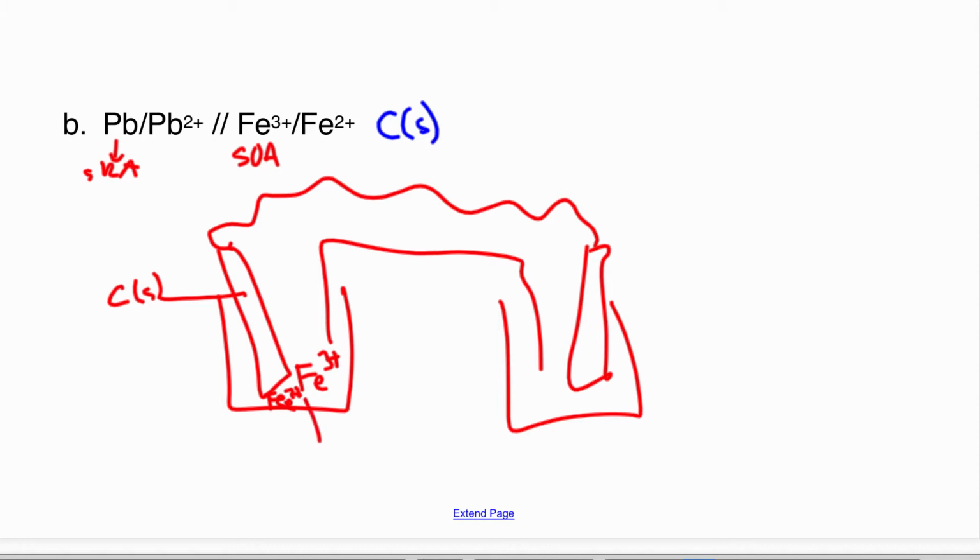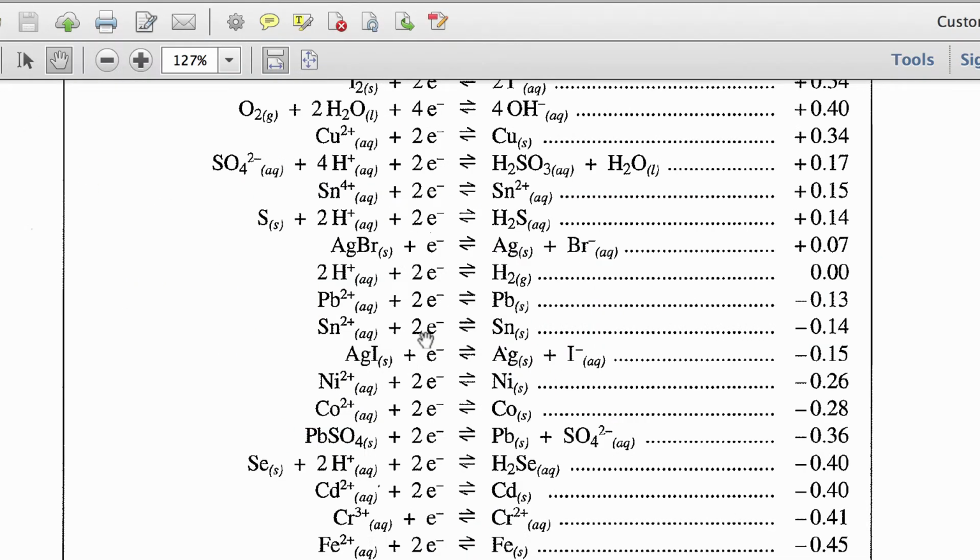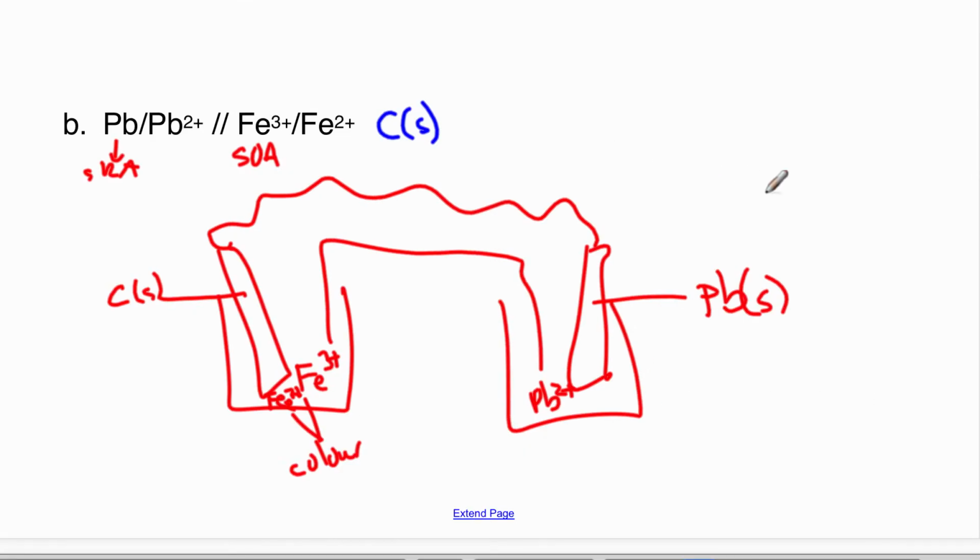Typically when that change happens, there might be some kind of a color. You don't have to worry about that, but that's how you can identify what's happening. Okay, on this side then, the electrode, the anode, would be made of lead, and the ions floating in here would be Pb2 plus. If I look at the numbers, Pb, right there, is negative 13, but I have to switch that around. So it'd be positive 13.